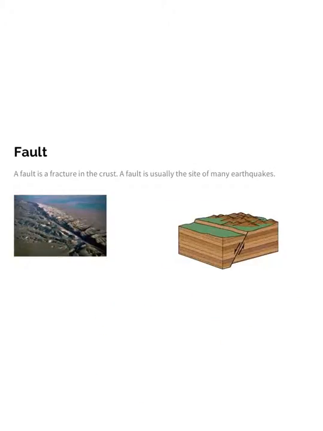A fault is a fracture or break in the crust. It is usually the site of many earthquakes. San Andreas Fault is one of the most popular ones. In Texas, we live near the Balcones Fault line, and these are usually transform boundaries, as you can see in this picture right here.